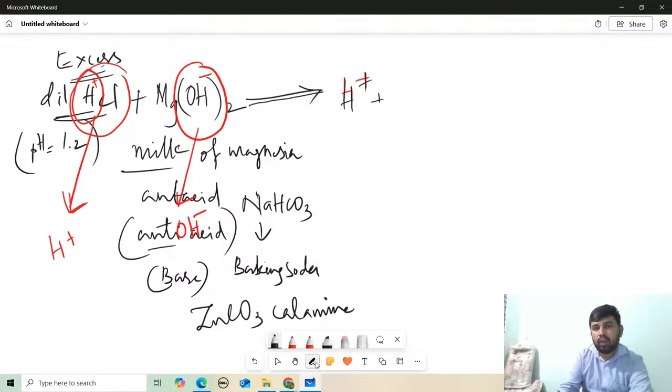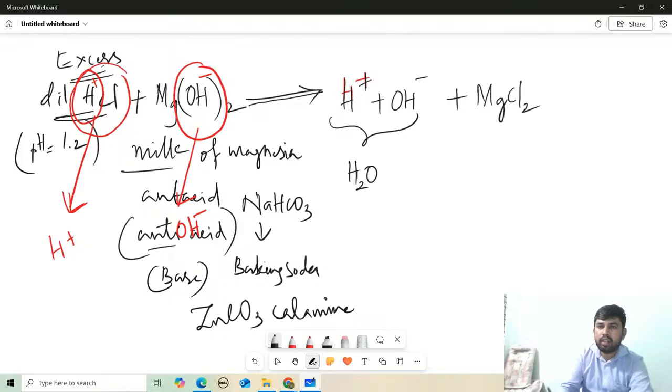similarly OH minus from the base. These two will neutralize. It will become H2O, and the remaining is magnesium chloride salt. This is salt. No matter whatever the salt may be, you try to understand. The cause for the acidic nature is the H plus ion, and the cause for the basic character is the OH minus ions.